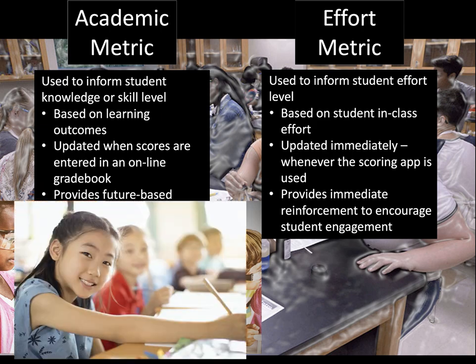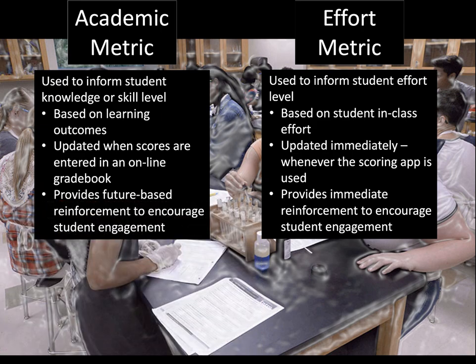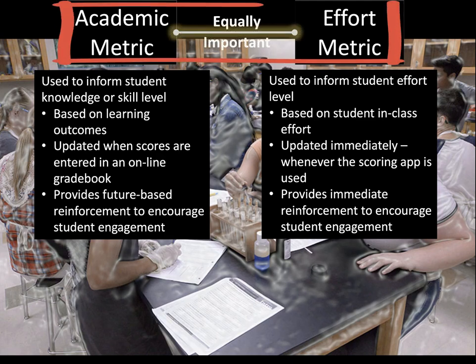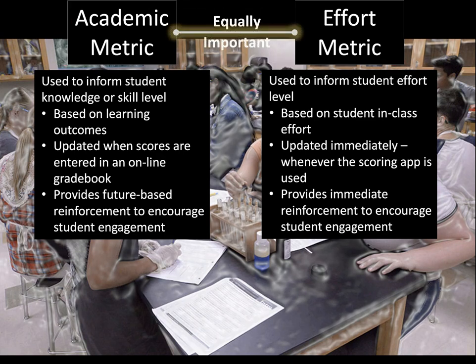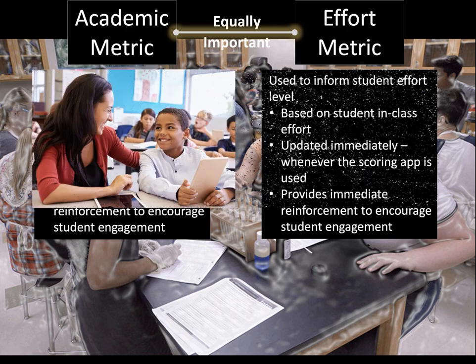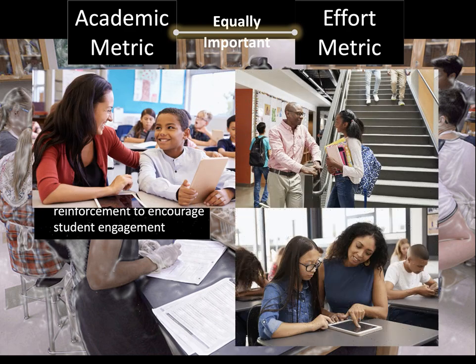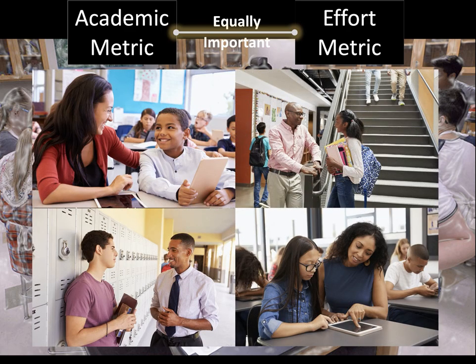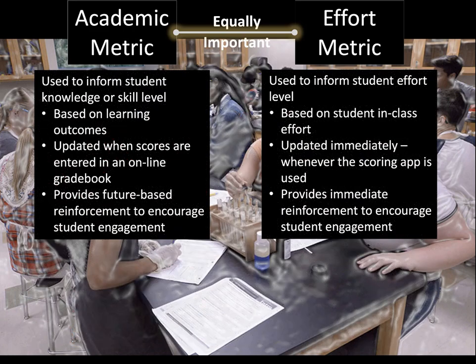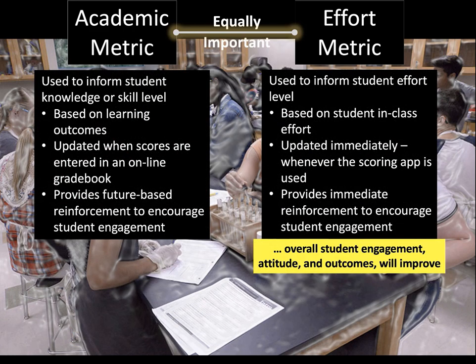To improve overall student performance, the effort metric should be presented and promoted as the academic metric's equal. When discussing student performance, teachers, family members, and administrators should ask students about both their grades and their effort percentages. If students and their stakeholders adopt the effort metric, and effort scoring is done on a regular basis, overall student engagement, attitude, and outcomes will improve.